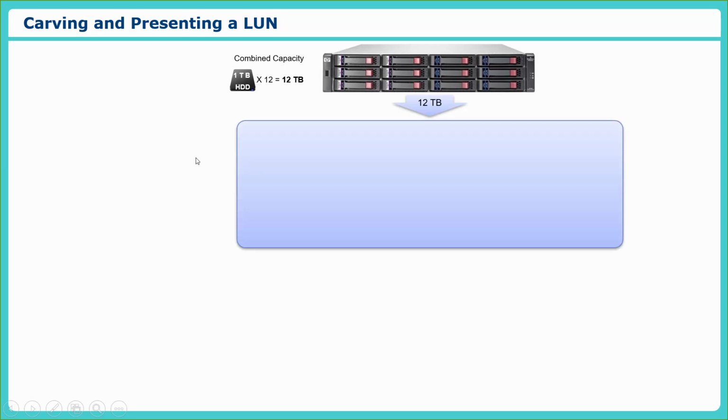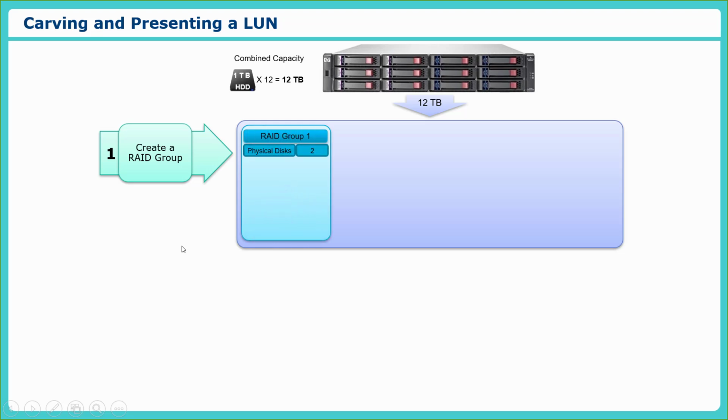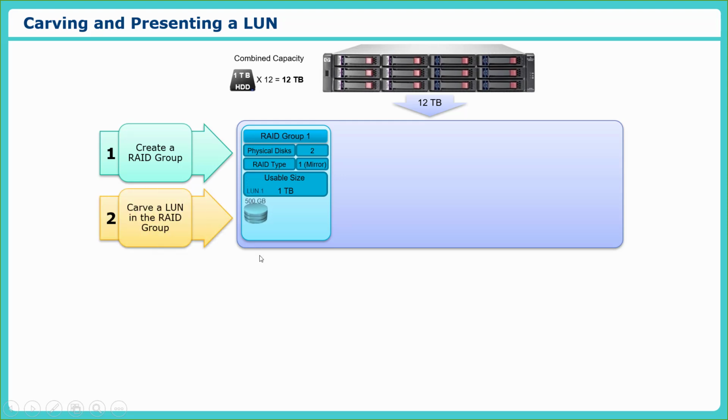What I have to do first, out of this 12 terabytes, is create a RAID group. I can create different types of RAID groups. Let's say I created one RAID group here, RAID group 1, and I said I would be using 2 disks for it and I would be using mirroring, which means I physically consumed 2 disks and 2 TB capacity, but as I am doing mirroring, I would get a usable size of 1 terabyte only. So the first thing I create is a RAID group. Once a RAID group is ready, I would then create something called a LUN here. Like here is a LUN of 500 GB, another of 50 GB, another of 400 GB that I could do.